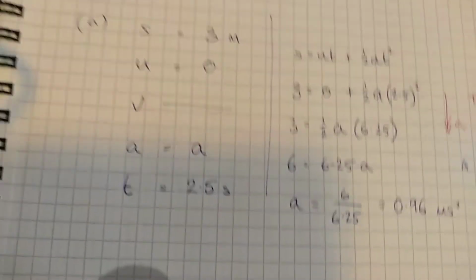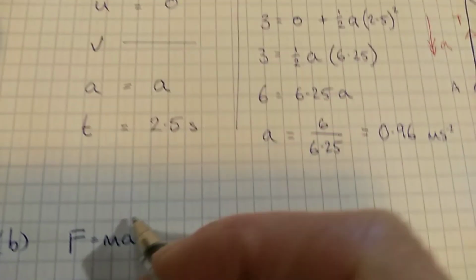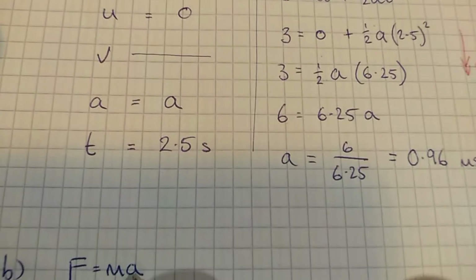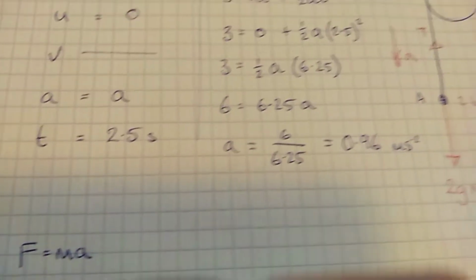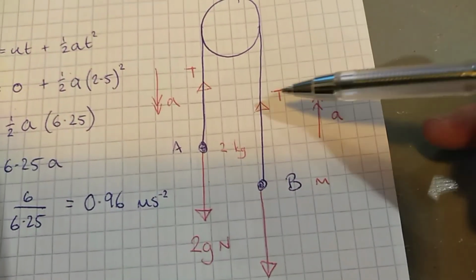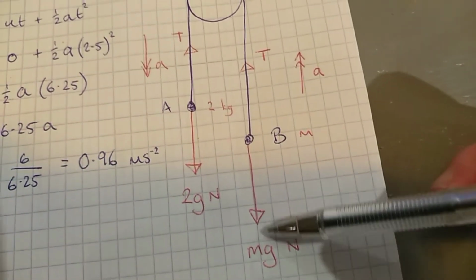So what I've drawn onto my diagram is all the forces. Now you're probably expecting some of these forces. The weight of particle B, if it's got mass m, is m times g newtons. And the mass of particle A is 2, so we've got 2g newtons. So the weights are the main forces at play here.